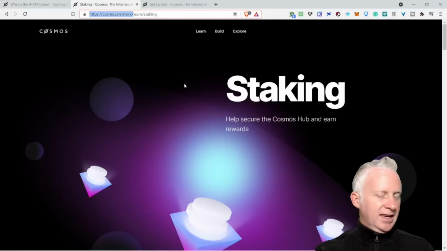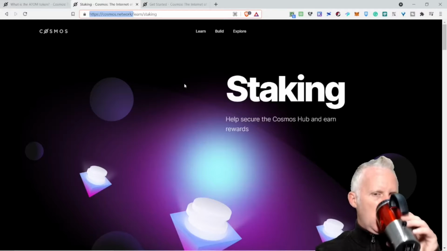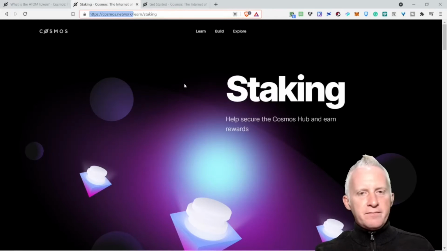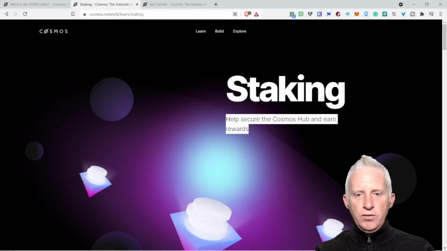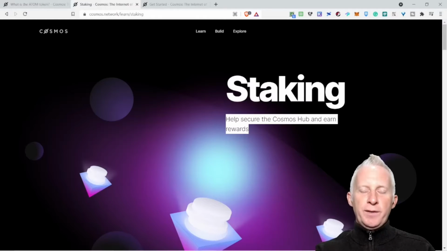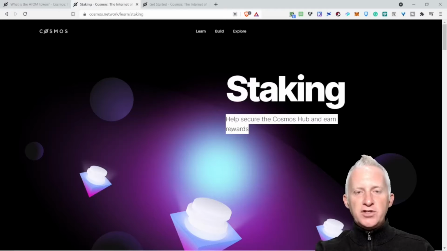So staking, I need to take some coffee just before moving on. Staking at a high level helps secure the Cosmos Hub and earn rewards. When you stake your Atom, the house token of Cosmos, you help secure the network, the Cosmos Hub, and you get rewarded. Who doesn't like rewards? So this is the main functionality: to stake into Cosmos, help secure the Cosmos Hub and earn rewards.